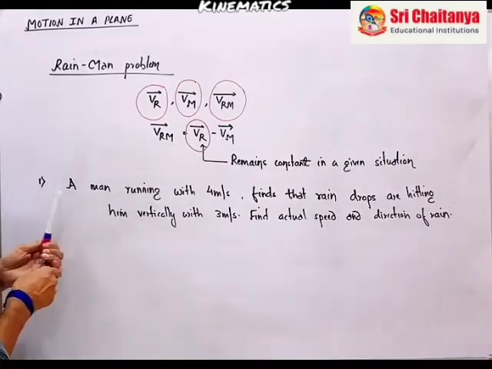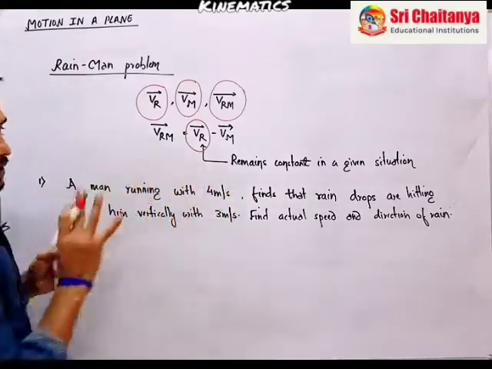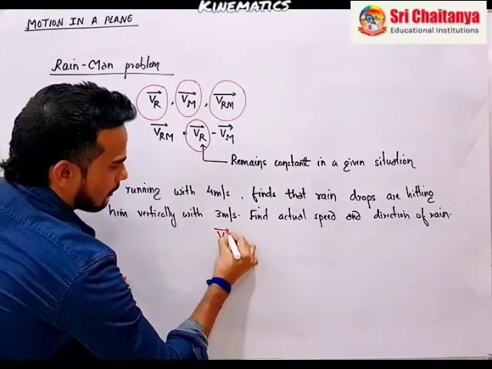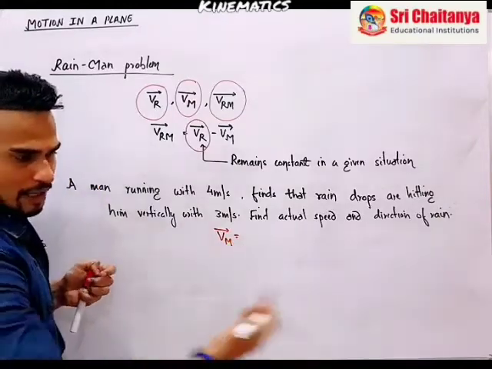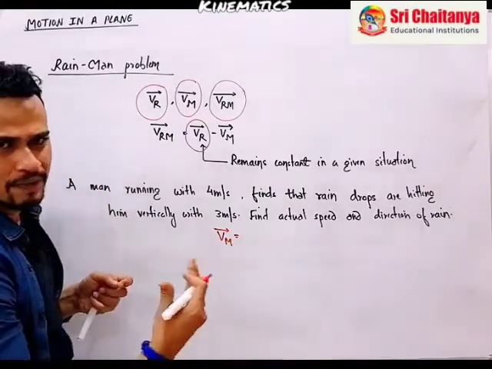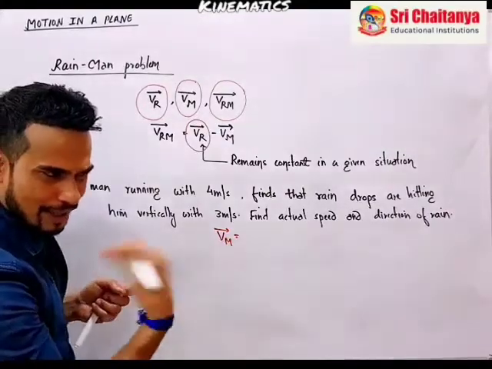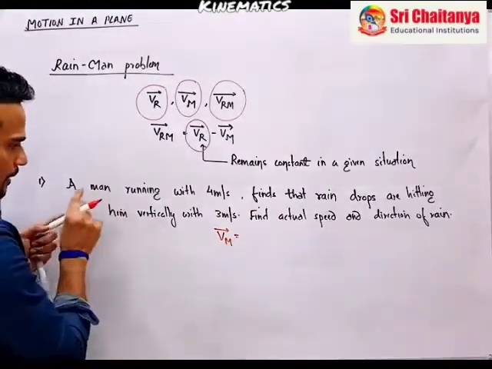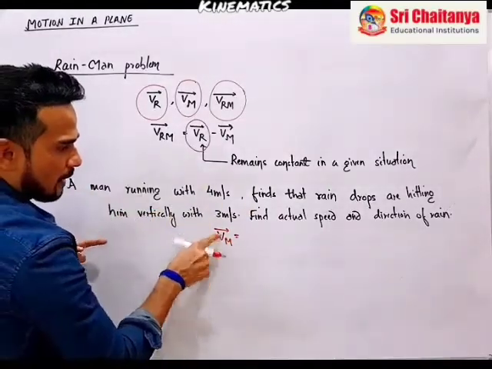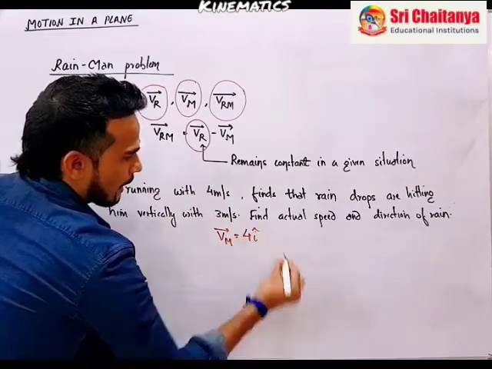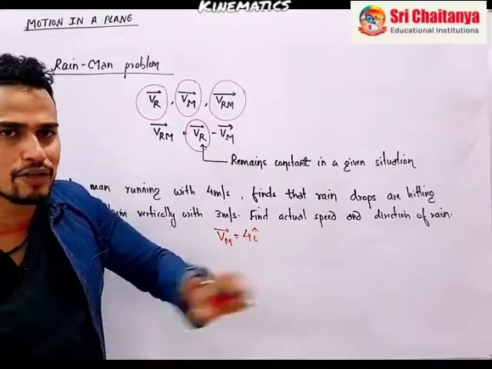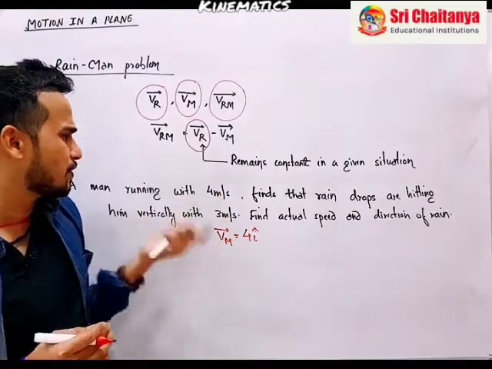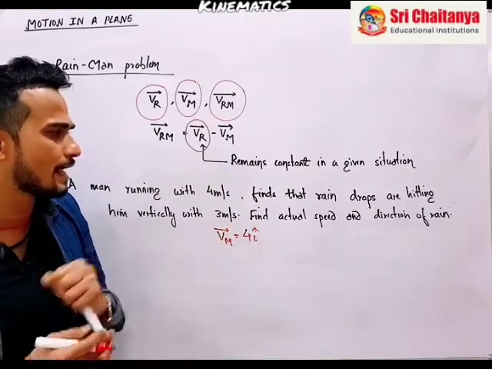They're saying a man is running with a speed of 4 meters per second, which means the velocity of the man is given. You can assume the man is running in any direction, say towards east. Take the east, horizontal direction as the x-axis and the vertical direction as the y-axis. So the man's velocity is 4 i cap, running horizontally, which I have taken as i cap.